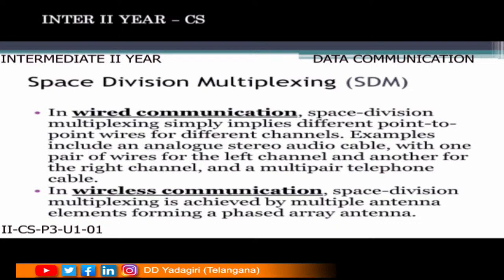Coming to Space Division Multiplexing. In wired communication, Space Division Multiplexing simply implies different point-to-point wires for different channels. Examples include an analog stereo audio cable with one pair of wires for the left channel and another for the right channel, and a multi-pair telephone cable. In wireless communications, space division multiplexing is achieved by multiple antenna elements forming a phased array antenna.